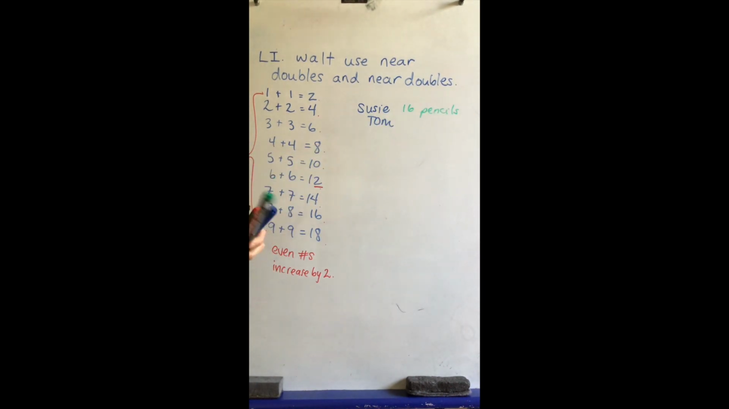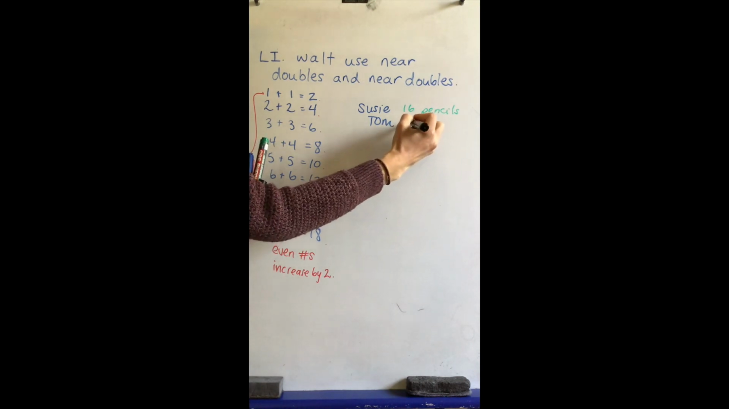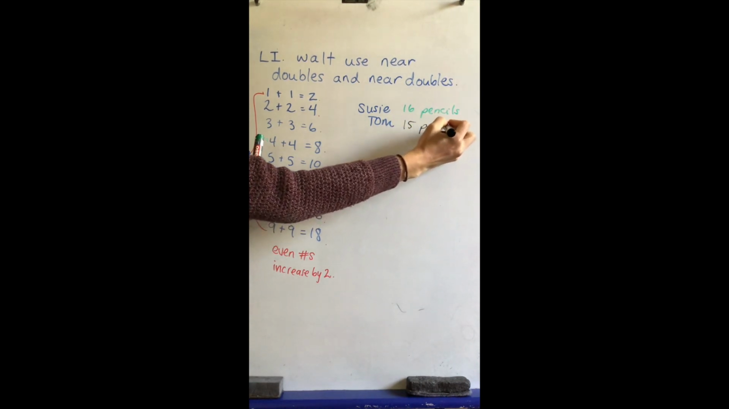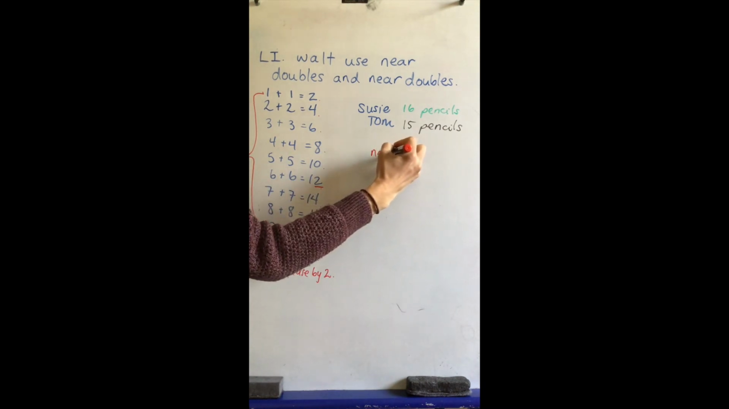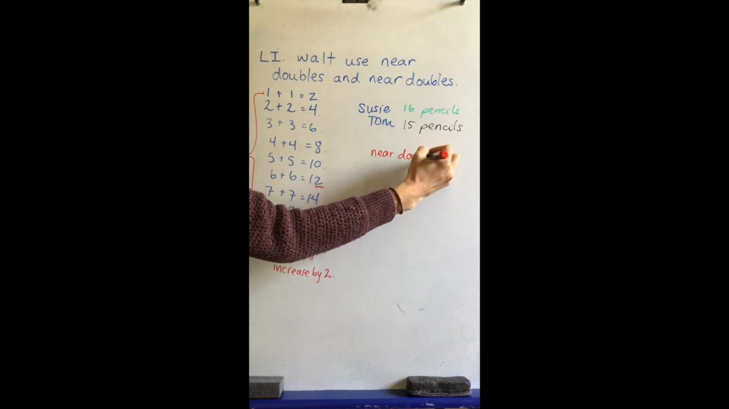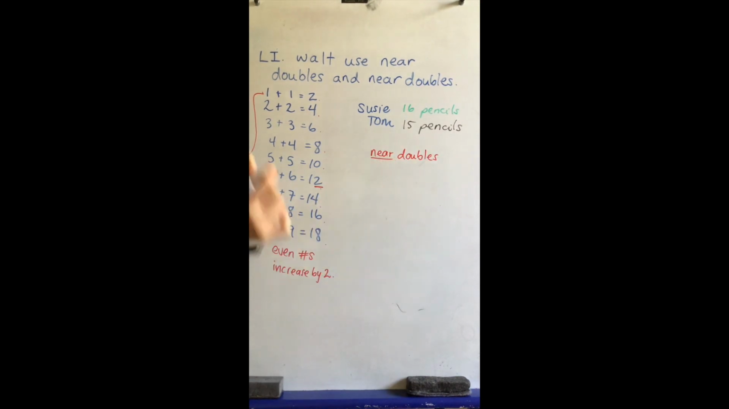Okay, and Tom comes to school with 15 pencils. When we go to add them together, there's lots of different ways to do it, but we're going to practice doing it with near doubles today, okay? Which just means almost doubles. So we're near the doubling mark, but we're just going to have a think about it.